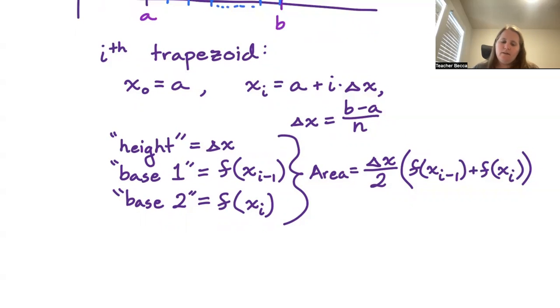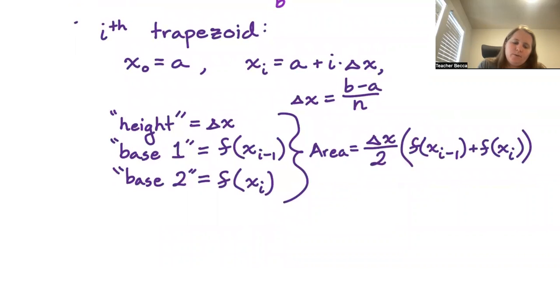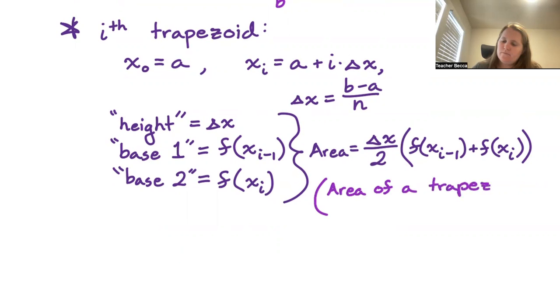So again, the area of the ith trapezoid is delta x over 2 times f of xi minus 1 plus f of xi. This is our generic formula for a trapezoid. So our area of a trapezoid is the height divided by 2 times base 1 plus base 2.